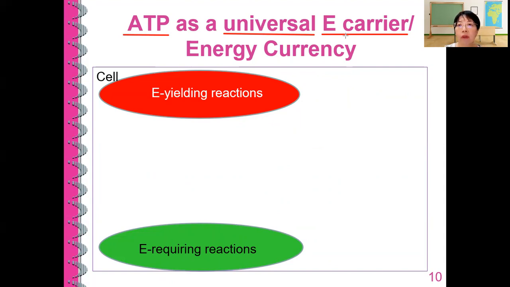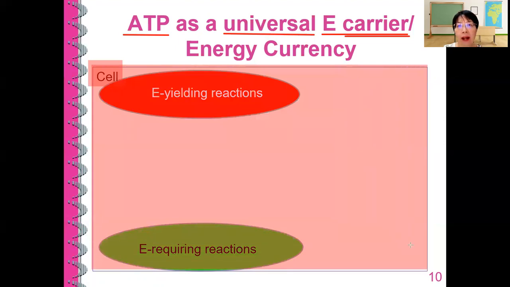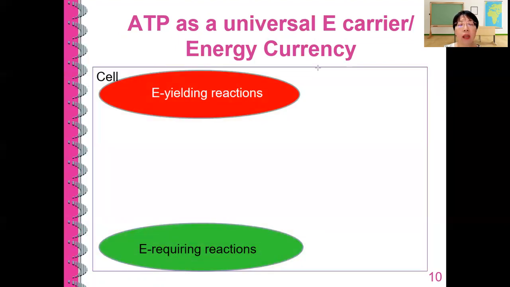If it's an energy carrier, it will carry energy from one place to another place inside the cell. So this entire box here represents a cell. ATP will carry energy from one part of the cell to the next part of the cell.